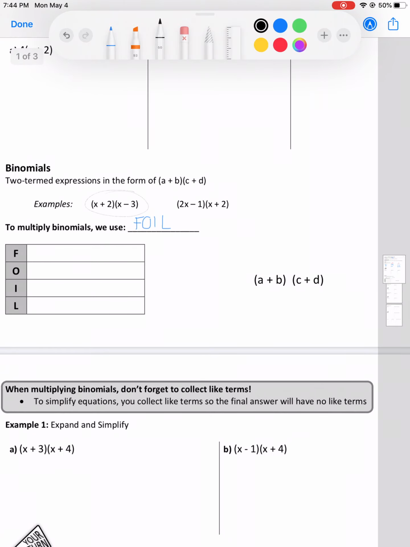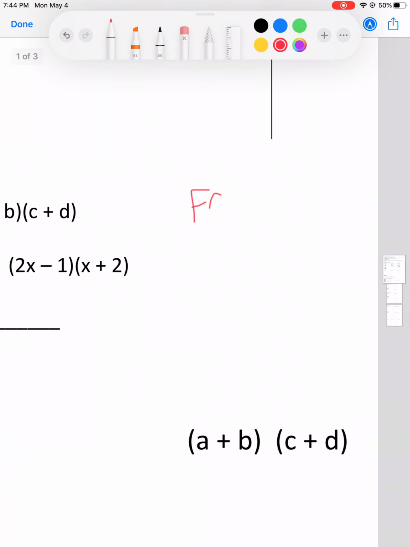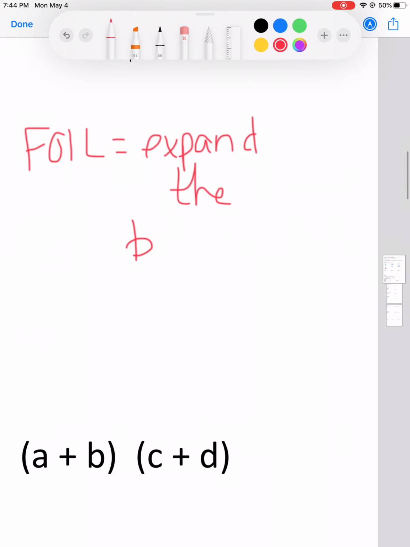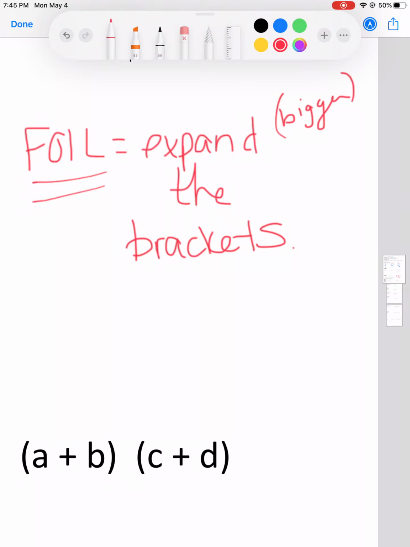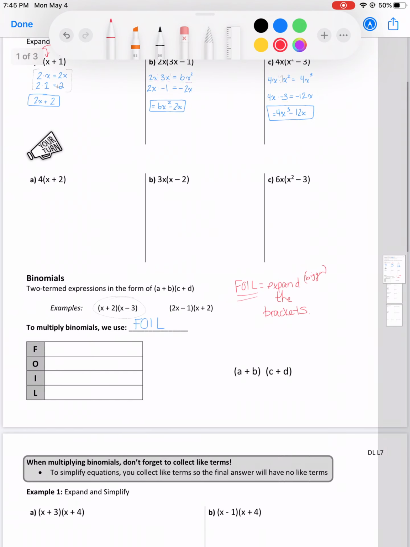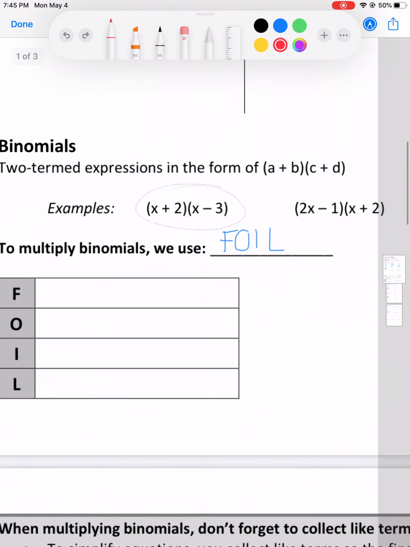Okay? FOIL equals expand. What does expand mean? Bigger. Expand the brackets. Okay? Make bigger, bigger, bigger. B-I-G-G-E-R, bigger. Okay, so I'm going to do lots of colors. And you are going to see what I mean.